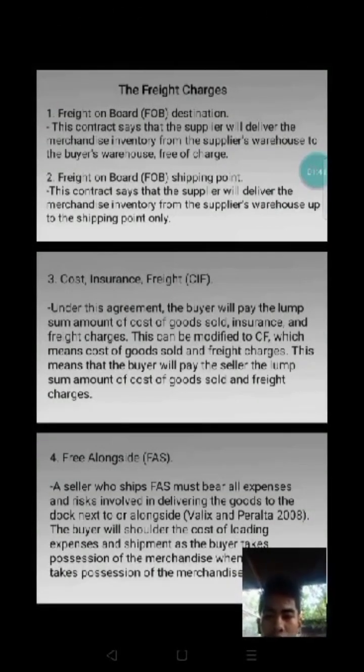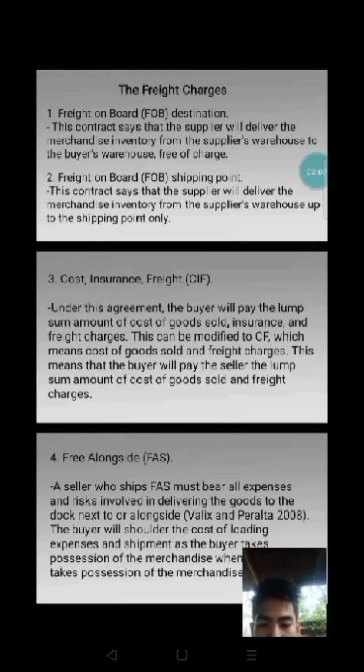Number 3, cost insurance freight. Under this agreement, the buyer will pay the lump sum amount of cost of goods sold, insurance, and freight charges. This can be modified to CF, which means cost of goods sold and freight charges. This means that the buyer will pay the seller the lump sum amount of cost of goods sold and freight charges.